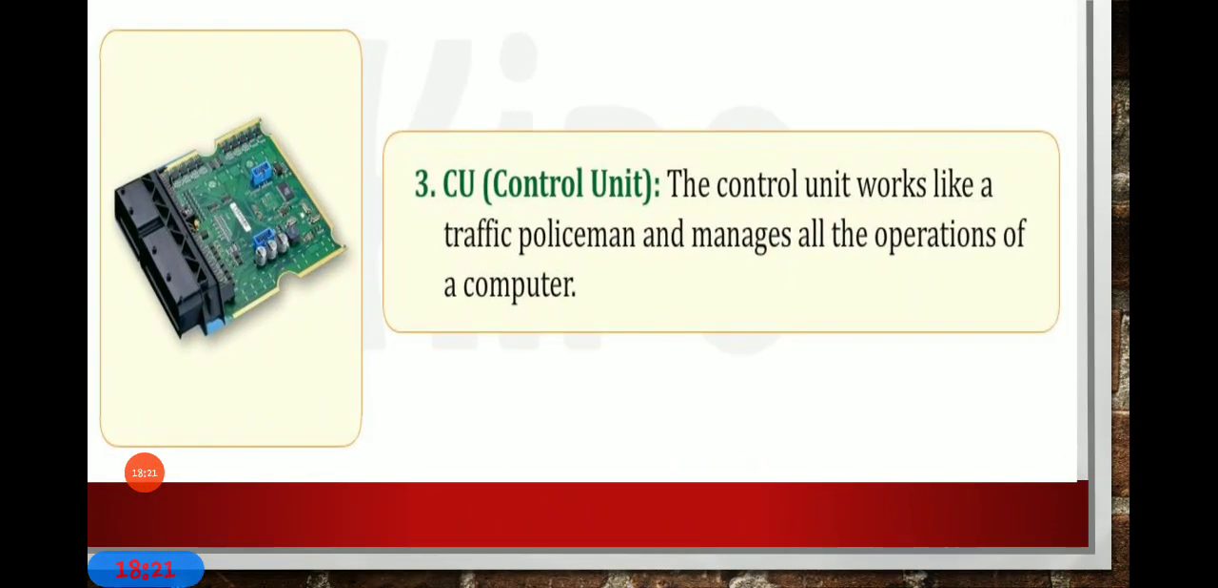And last is the control unit. The picture is seen here. This is the control unit, meaning CU. What is the use of this? The control unit works like a traffic policeman and manages all the operations of a computer system. It observes and controls the other parts of the computer system, to check that everything works properly or not. So the control unit's work is just like a traffic policeman, to handle everything.